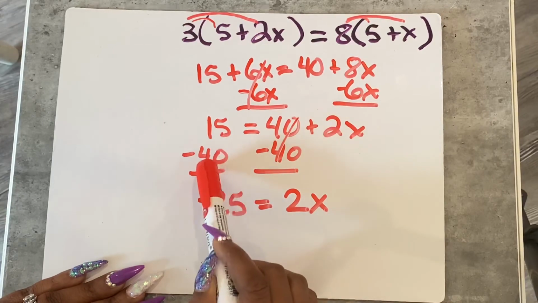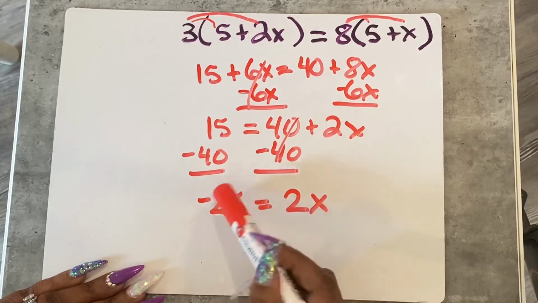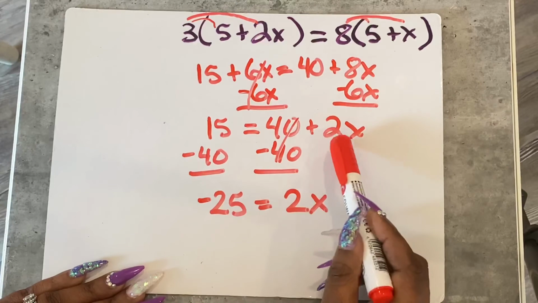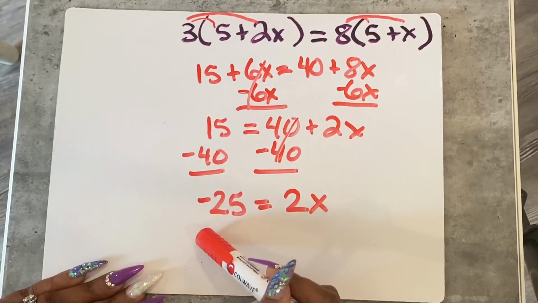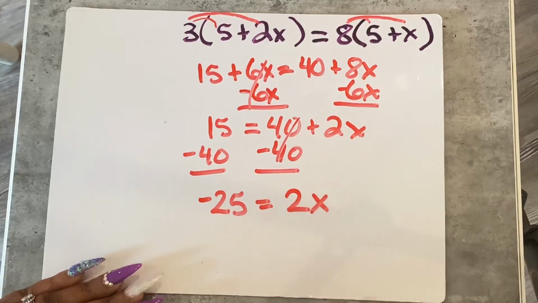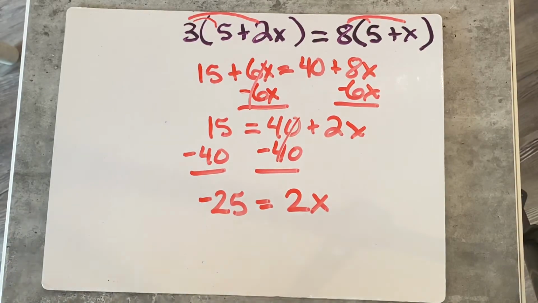Then I have 15 take away 40. You're going to get a negative 25. I'm sorry, negative 40, I'm sorry. So 15 minus 40 is a negative 25 equals 2x. And then I'm going to divide both sides by 2.